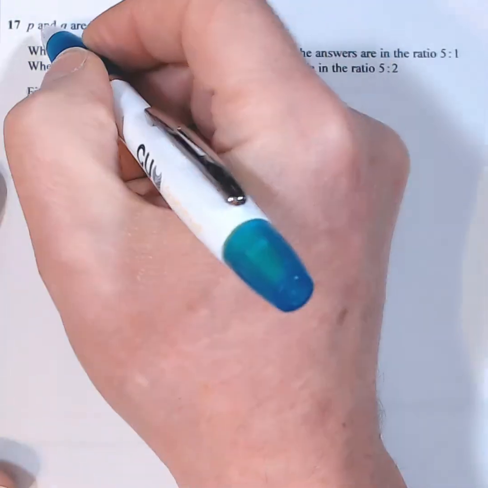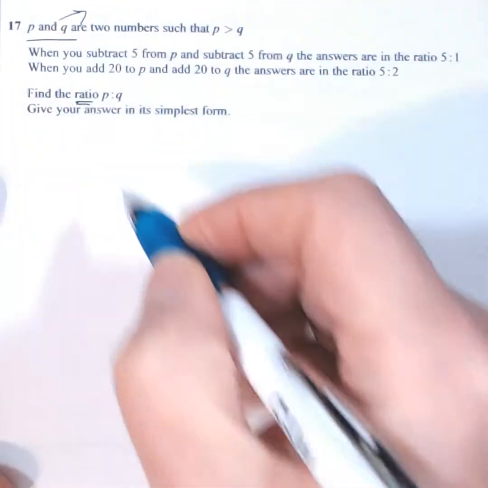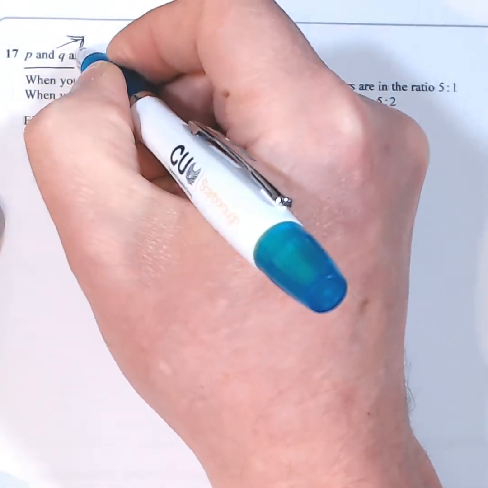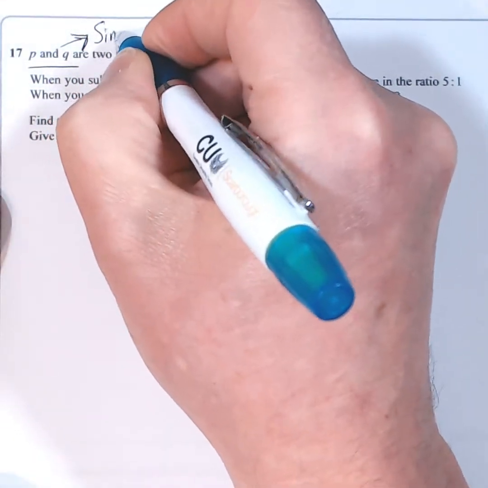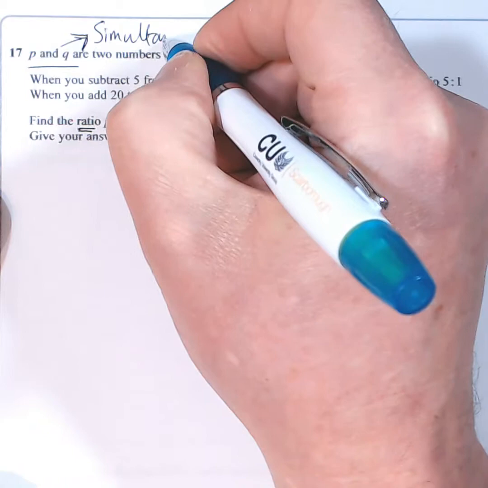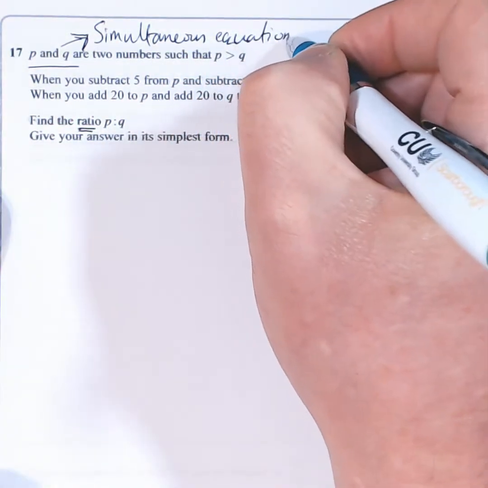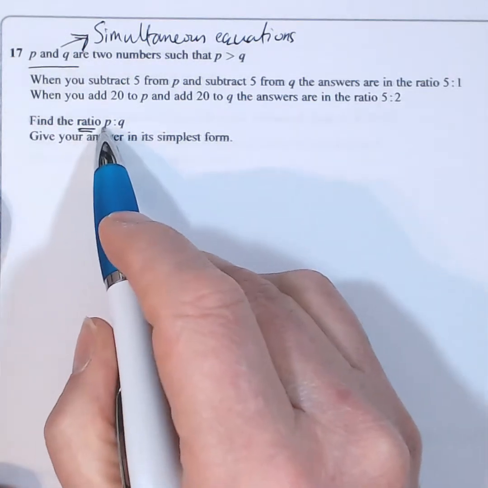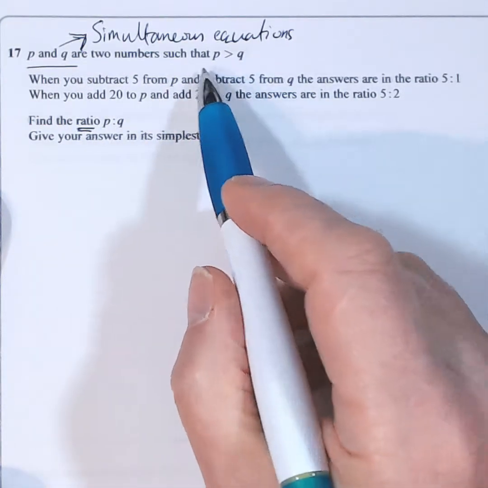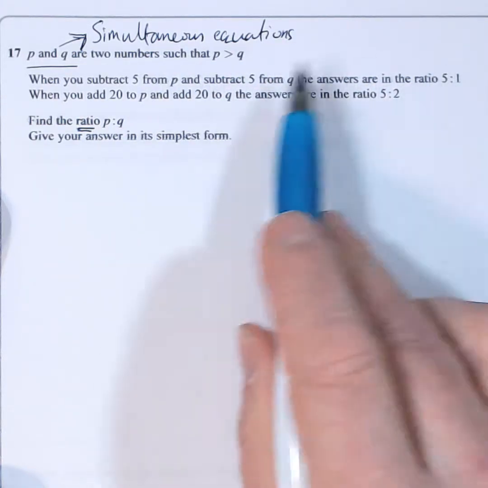We know this question's talking about two variables, and when a question's talking about two variables, and we don't know them, we should be saying to ourselves that we're very likely to be creating simultaneous equations. Because we need to know the values of them, because they're saying find the ratio of P to Q, then we know that we're going to create simultaneous equations. So from this information we've got to create some equations.